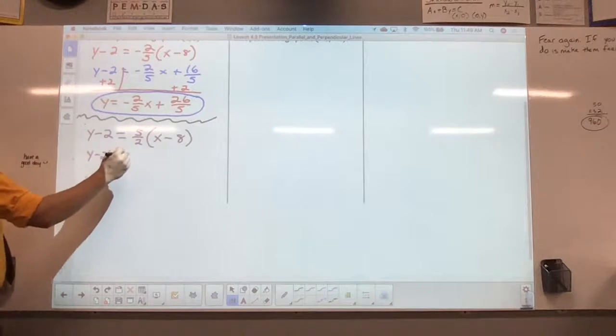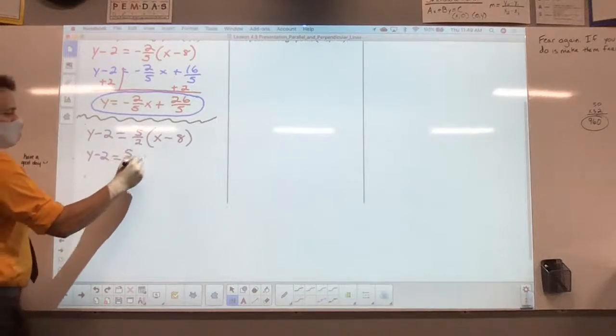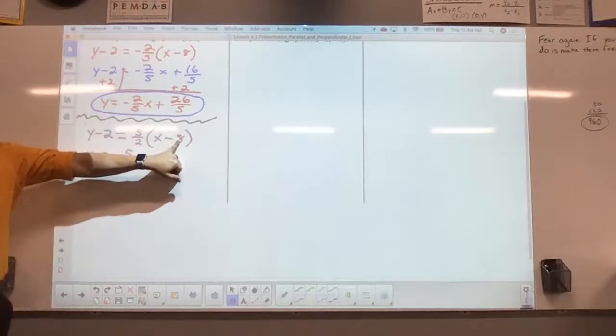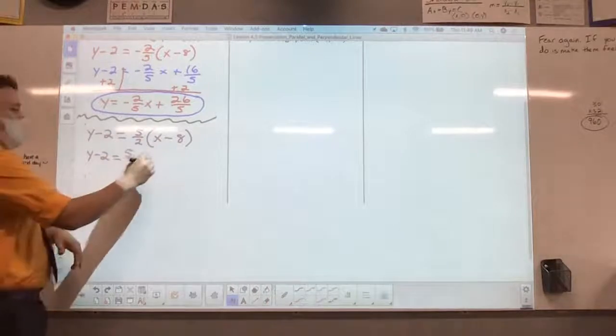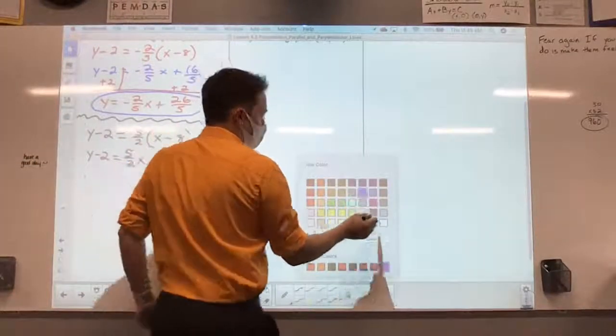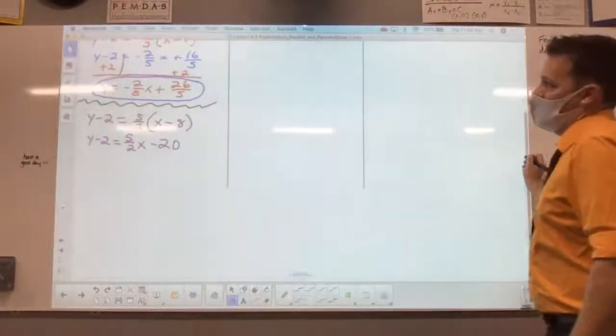So this will be 5 over 2x. And then 5 times negative 8 is a negative. Divide by 2 is negative 20. Put that in a calculator if you can't do that simple math.